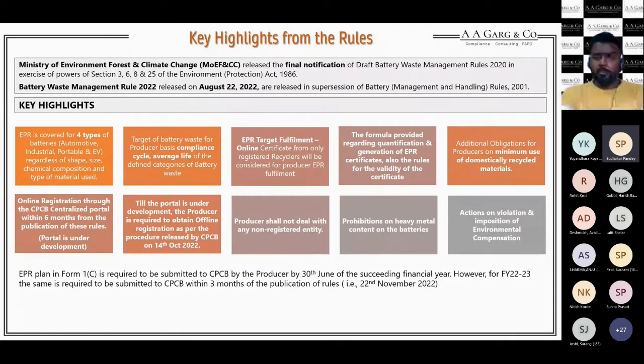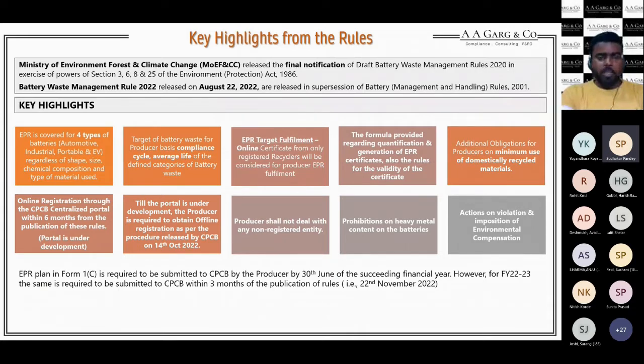Also, a formula is given in this rule, which gives the idea about the quantification of the EPR certificate. Also, the validity of that certificate is given in this rule. Apart from the obligations in terms of the collection target and recycling target, there is one more obligation given to the producer, which is the minimum use of domestically recycled materials. This is very important: even though you are collecting and recycling 100% of the batteries, you have one more obligation to fulfill, and that is the minimum use of domestically recycled material. I will talk a little later in detail about this.